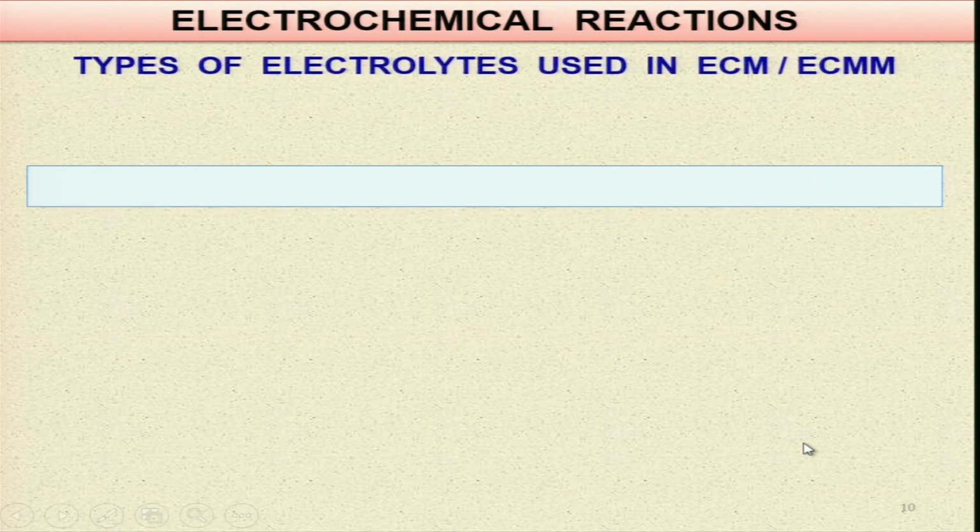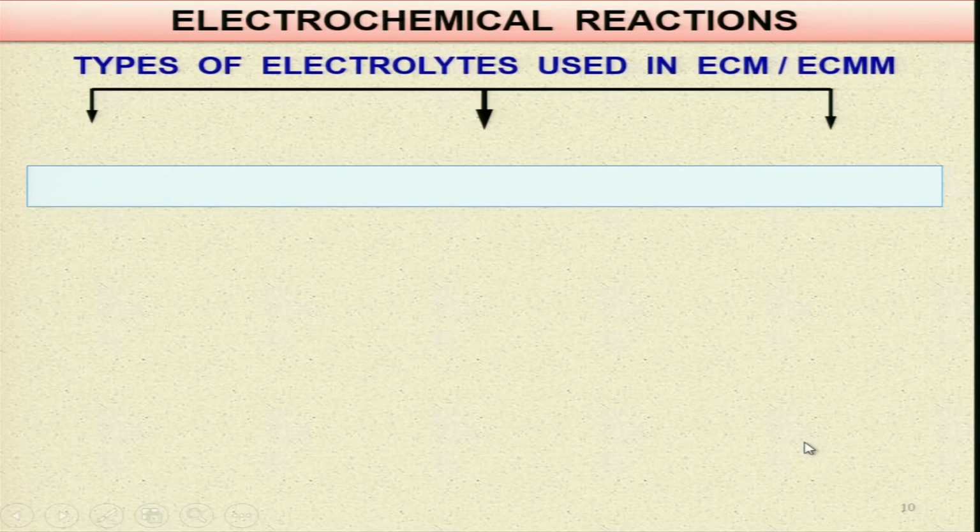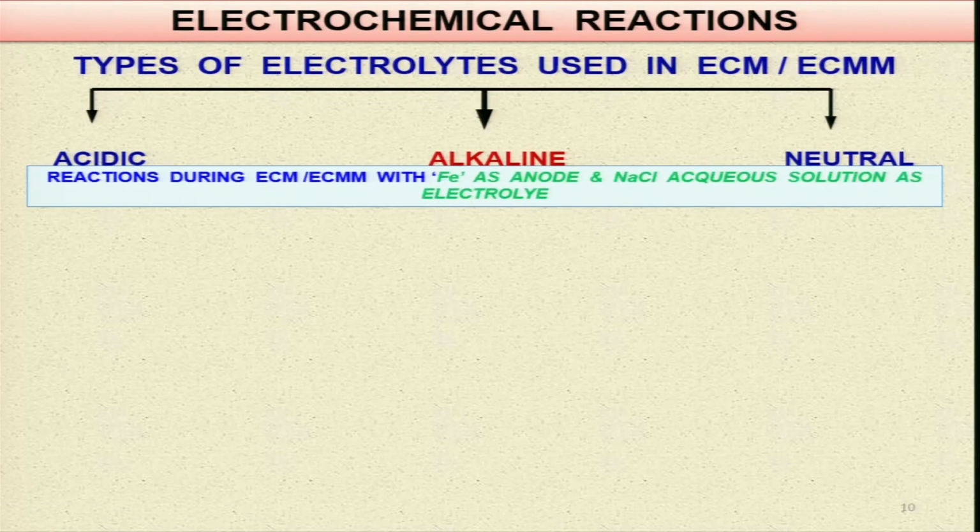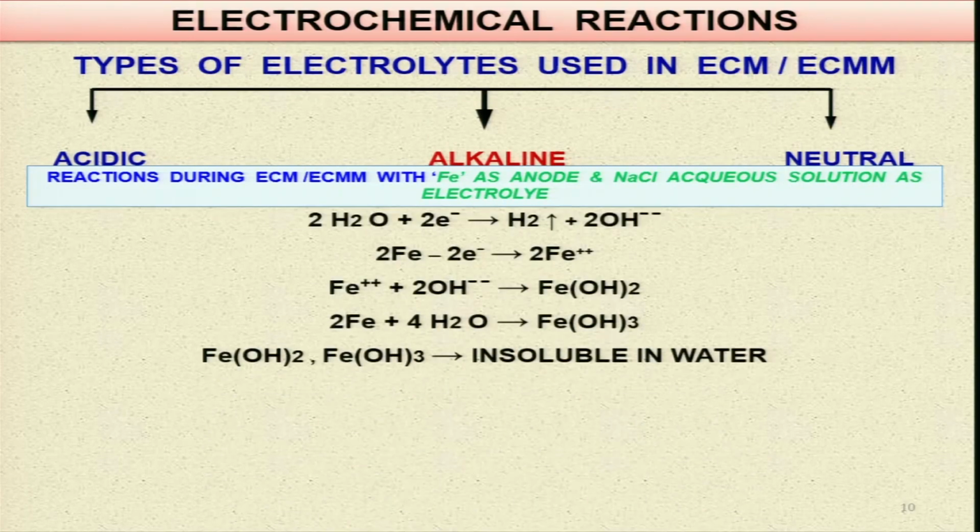Electrochemical reactions, types of electrolytes used in ECM and ECMM. It can be acidic, it can be alkaline, it can be neutral depending upon the requirement. Reactions during ECM and ECMM with iron as anode and sodium chloride salt aqueous solution as electrolyte. So, these are the chemical reactions that are taking place.